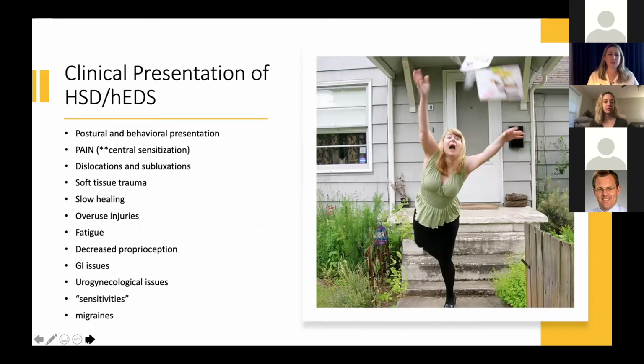Emma and I see so many hypermobility patients that we can kind of spot them from a mile away. But for those of you who may not see as many of these patients, these are some of the things you want to keep in mind. Postural and behavioral presentations: you'll notice that Emma and I have a lot of trouble sitting still as we sit here and try to present on camera.